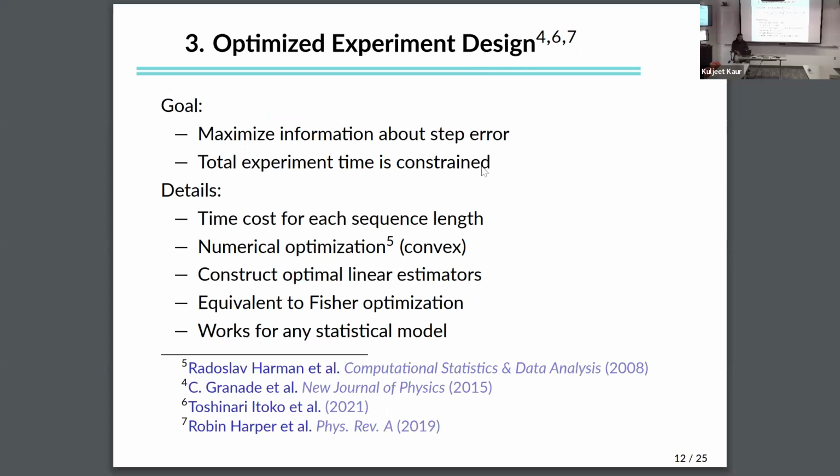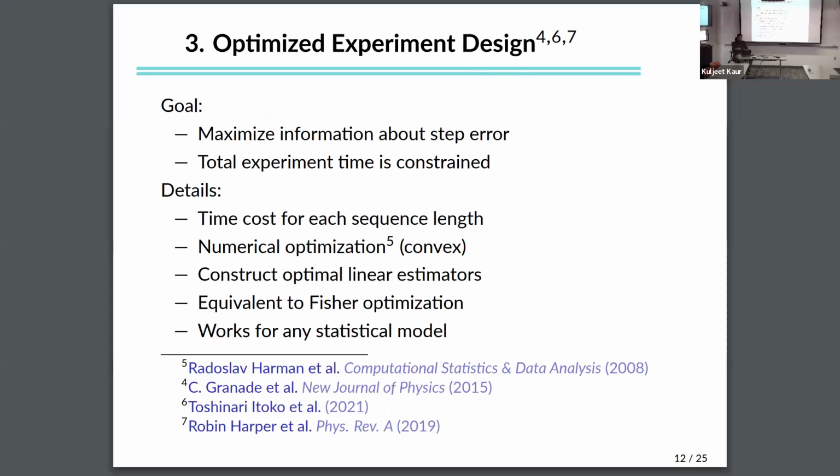And so the way optimized experiment design works is that your goal is to maximize information about the step error or the parameter of interest under the constraint that you have just some amount of time to run this experiment for. And this is one way to frame the question of what's the most efficient way to get information about the step error. So that's kind of the way to frame the optimization.